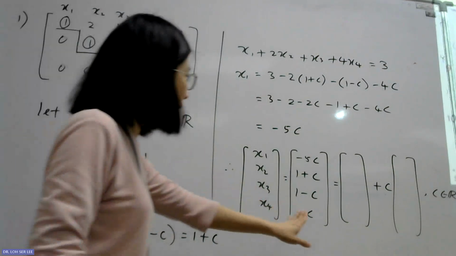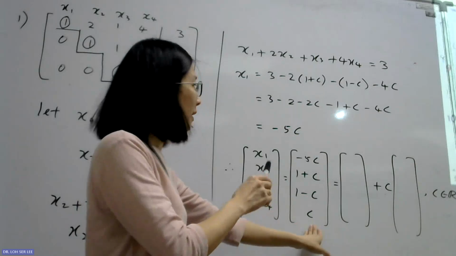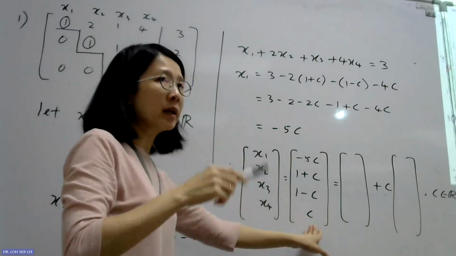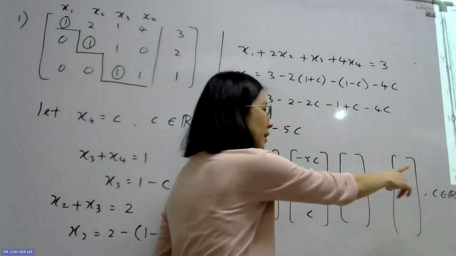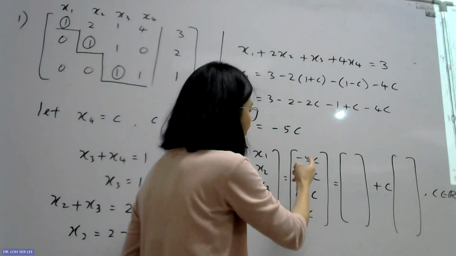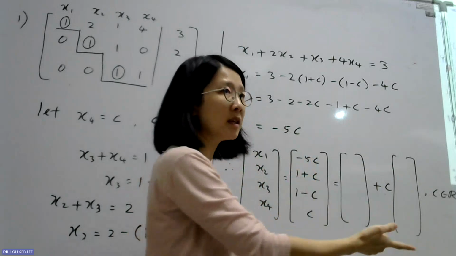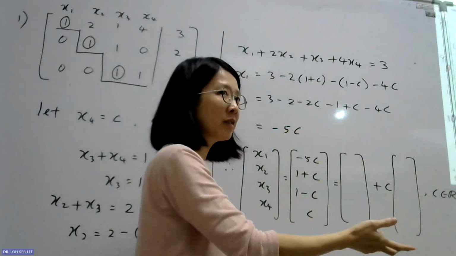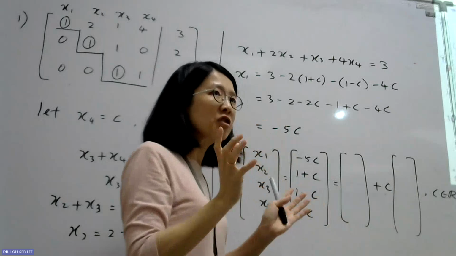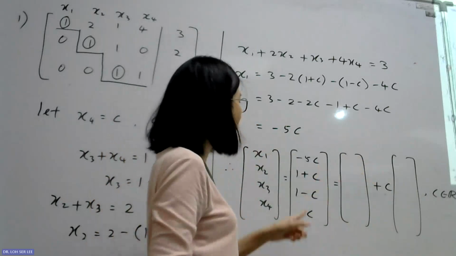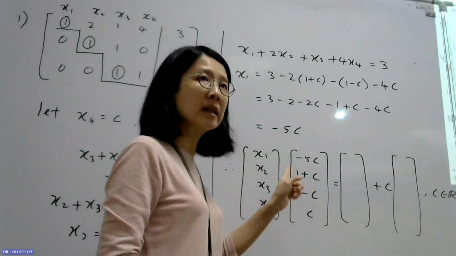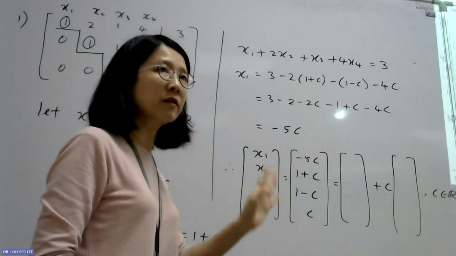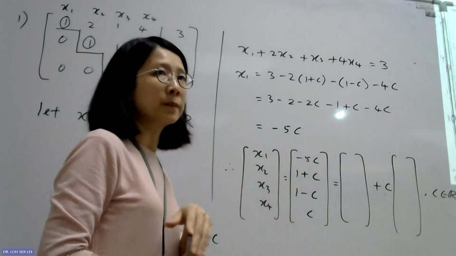Okay, now you look at this one. Why do we say that C is any number? Why do we say that this is infinitely many solutions? C can be any value. Let's say C is 1. When C is 1, you have -5, 2, 0, 1. When C is 2, you have another vector. When C is -1, when C is 0.1, 0.5, there are infinitely many choices for C, right? Because C is a real number. That's why we say that this solution has infinitely many solutions, because it depends on C. C can be any value as long as it is a real number.